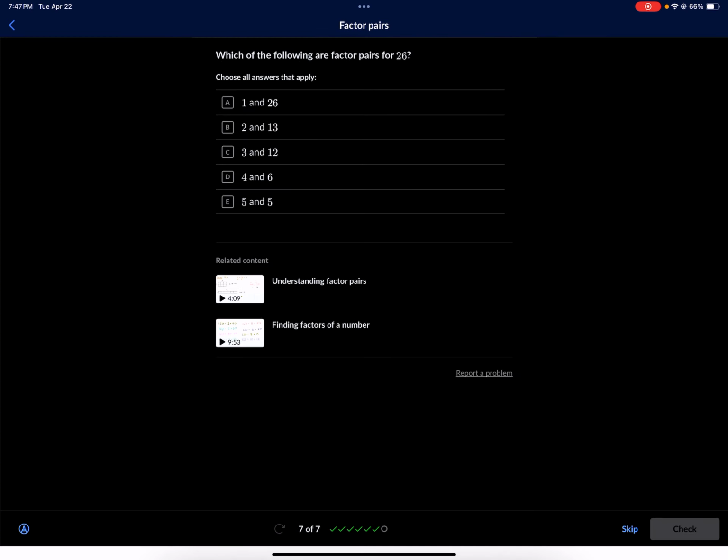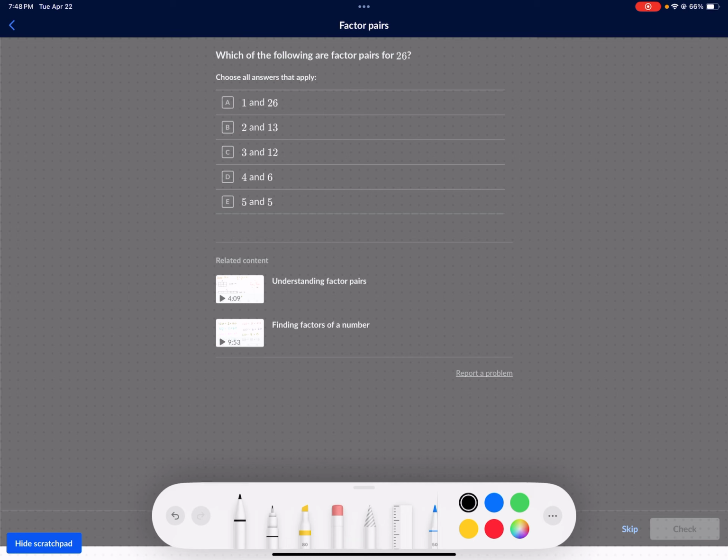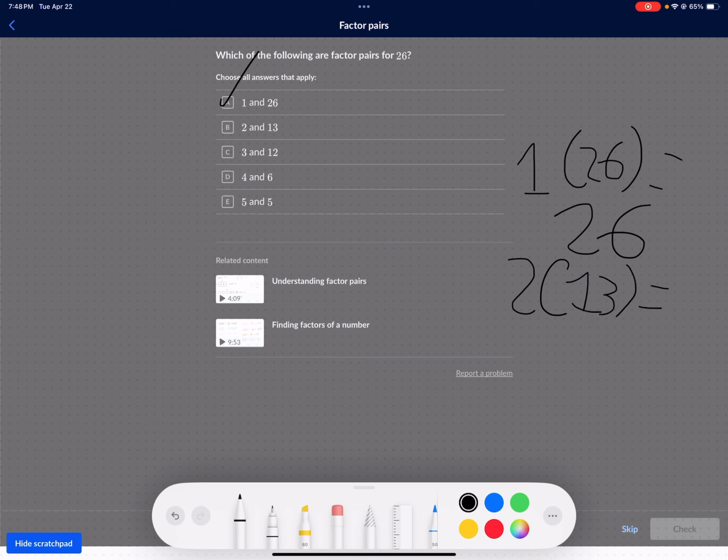Okay, last problem for factor pairs. Which of the following are factor pairs for 26? So, same idea. In other words, what two numbers multiply to 26? So, 1 and 26. What is that equal to? 26. So, that's one of our pairs. So, that means A is one of our answers. Choice B, 2 and 13. Will this be one of ours? Yep, it will. So, B is also one of our answers.